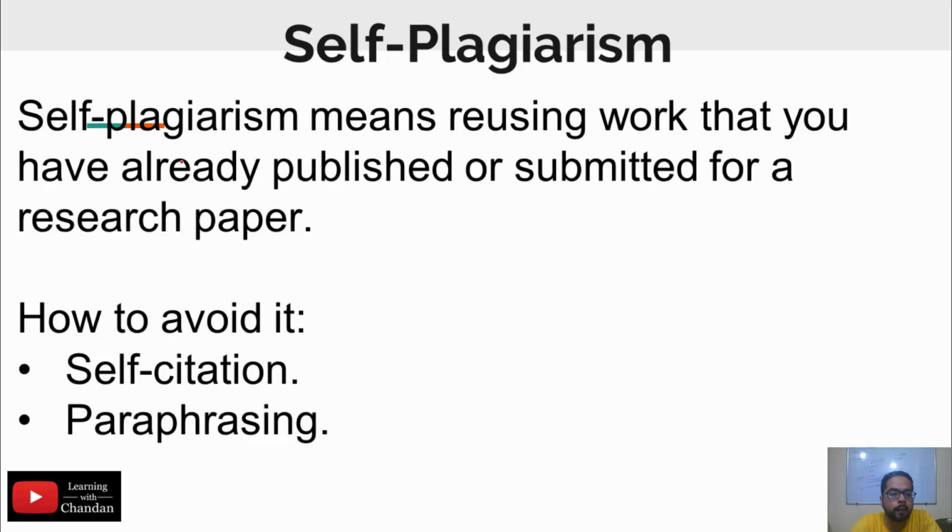So how to avoid it? Firstly is paraphrasing, and second is self-citation. Just cite your old work: yes, I did this work in the past and I got this as an answer. Now this work that I am doing now is a continuation of that work. So in order to understand its past, you have to go and read that one part. So this comes as a part of self-citation.